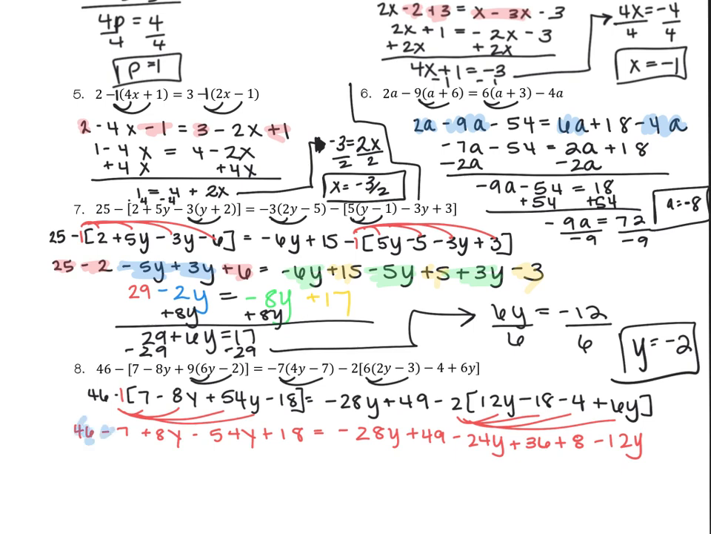So I have 46 minus 7 plus 18, which is 57. Then I have 8y minus 54y, which is -46y, equals, then I need to combine -28y minus 24y minus 12y, which is -64y. And then lastly, 49 plus 36 plus 8, which is 93.